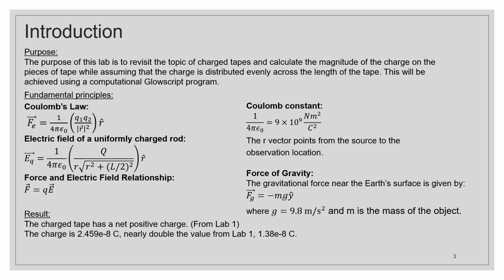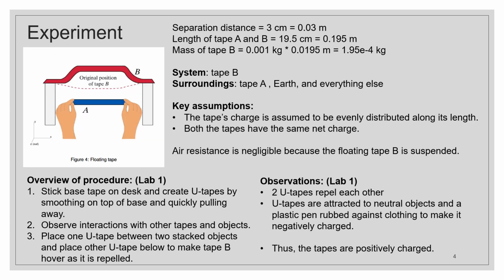A preview of the result of this lab is that the charge tape is positive with a charge of 2.459 times 10 to the negative 8 coulombs. This value is nearly double that of the lab 1 value, which was 1.38 times 10 to the negative 8 coulombs. The experiment information is presented on the slide.